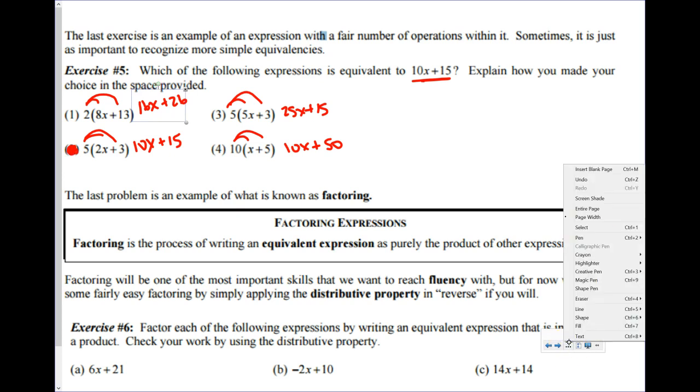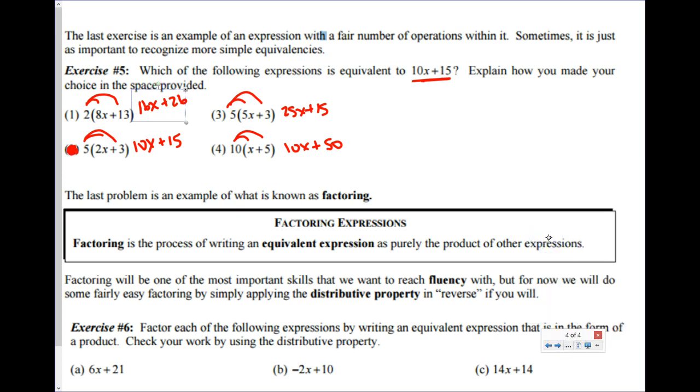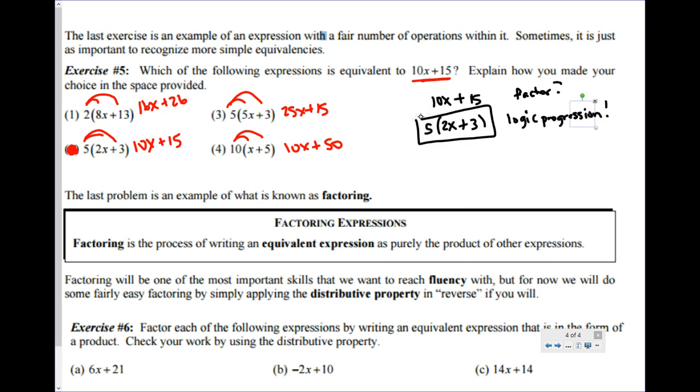The other way that I think we should talk about is a logical way, where I have 10x plus 15, and I'm thinking, well, what do 10 and 15 have in common as a factor? A common factor. They each have a 5 in them, right? What times 5 gives you 10? 2. What times 5 gives you 15? 3. Right? This is a logic progression. You're thinking logically, and it's a skill that a lot of students struggle with. Right? You're undoing distribution. So this is called factoring.